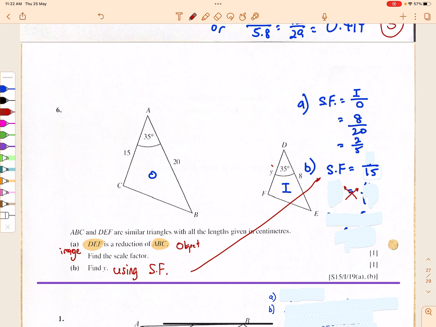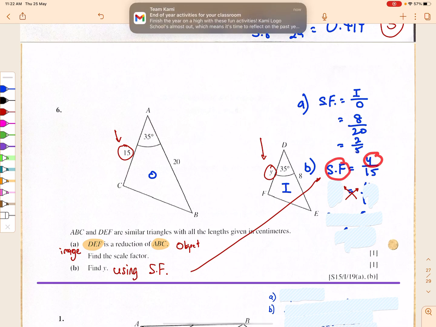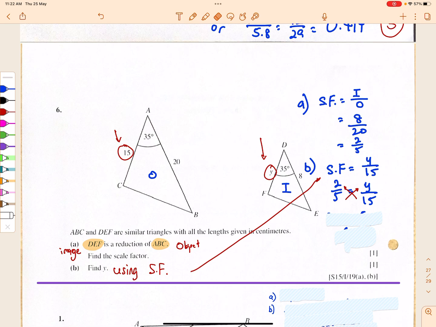So the image in this case will be this is your image length, and this is your object length, right? The image is unknown, so the image is y. That's how I get the scale factor equals y over 15. But I cannot solve because I have unknowns, right? I have SF unknown, I have y unknown. So what I do is I replace the thing I know. I know that SF is 2/5, and there I got an equation with an unknown y.